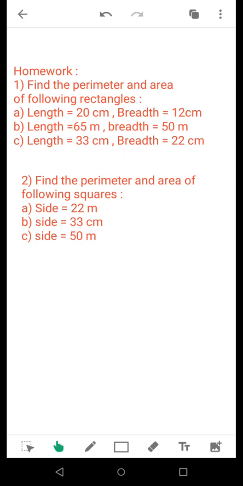Now coming to question number 2, here you need to find the perimeter and area of the following squares. See that here sides are given, as in case of a square we need only the side. The first question, side is 22 meter. Question B, side is 33 centimeter. And question C, side is 50 meter.